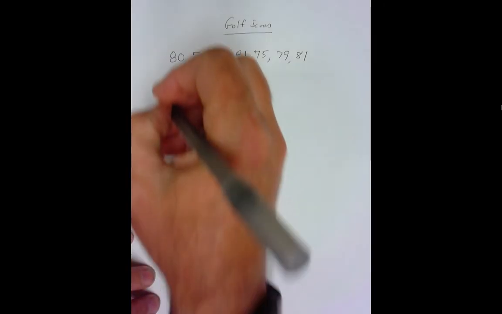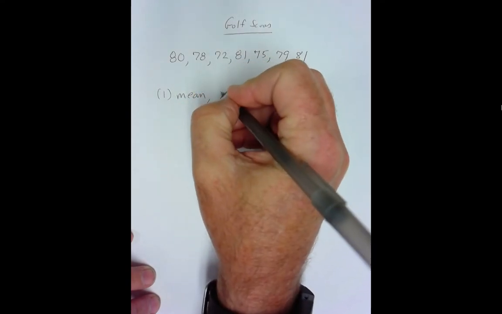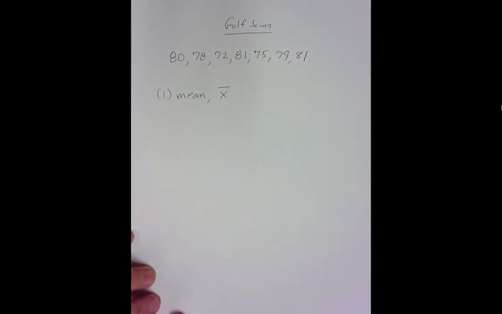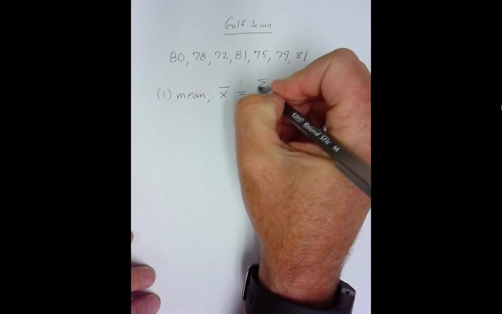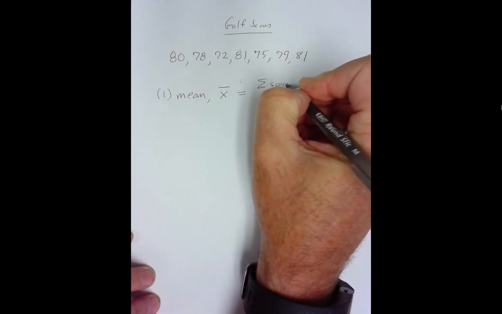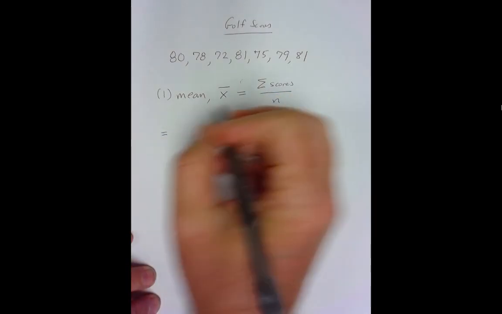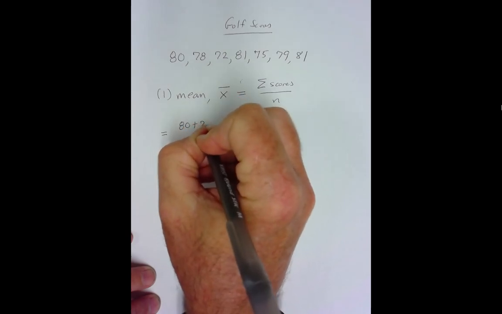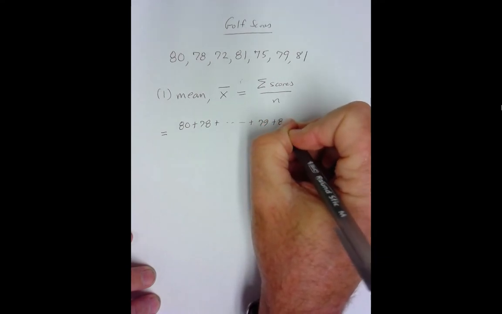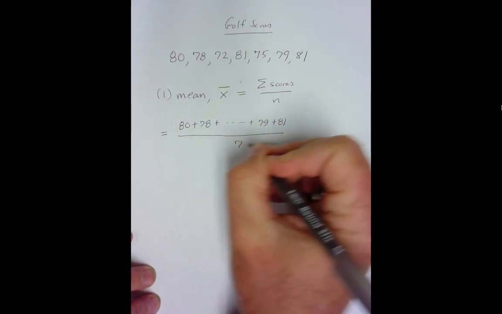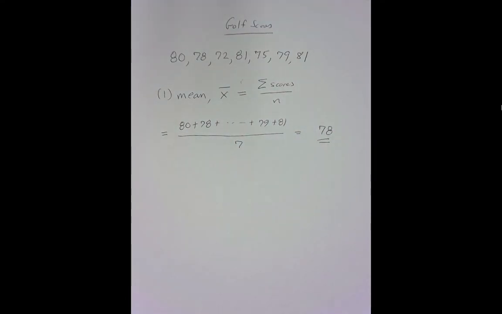So, how would we calculate the mean? Well, guys, the mean has a universal symbol called X bar. So when we calculate the mean, we look at the symbol X bar, and this is found by summing up our scores and dividing by the number of scores we have. So guys, we would take 80 plus 78 plus all these other numbers, and we would divide by 7. And I've already done this. The average would be 78.